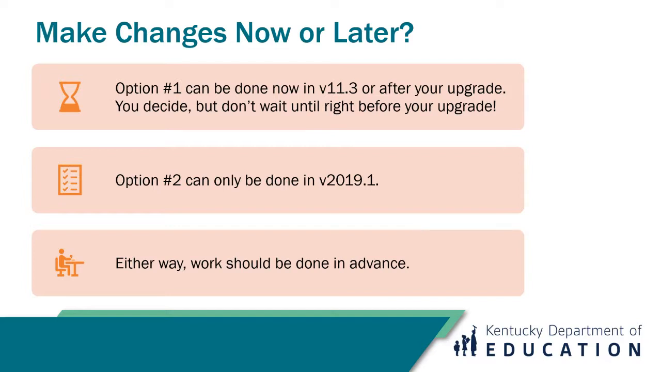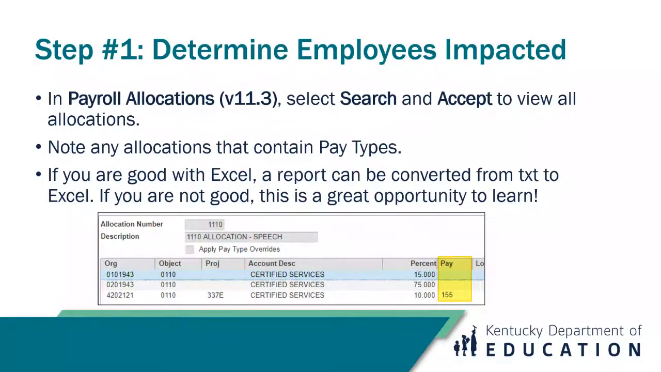And the very first thing, no matter which option you take, you need to determine what employees are impacted, and this may help you decide which path to take. In your payroll allocations program, in version 11.3, this is an example, you'll want to view all your allocations and see the pay types listed. In that program, you select search and accept to view all the allocations. You want to note any allocations that contain pay types.